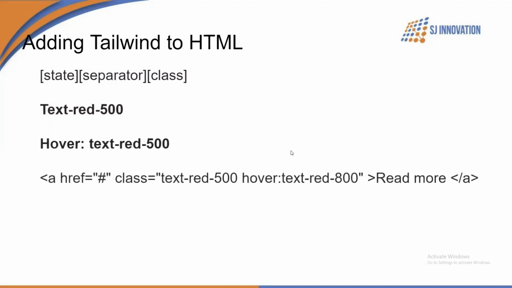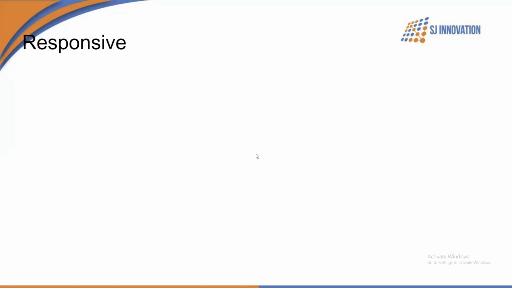Adding Tailwind to HTML is easy. We just have to maintain this structure: state, separator, and class. If we're using any state, we have to specify it. For example, if we want to do it for hover, we say hover, then the separator, and then specify the classes, and that's it. That's how it will work.